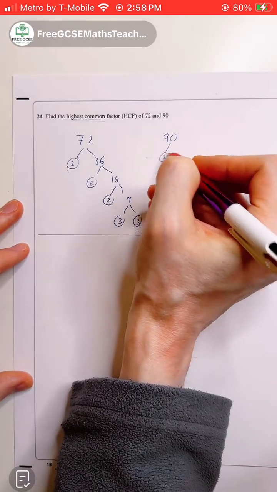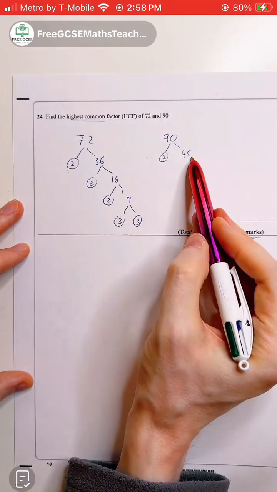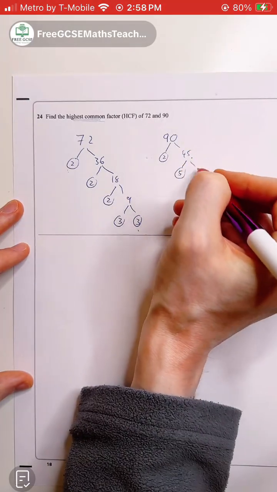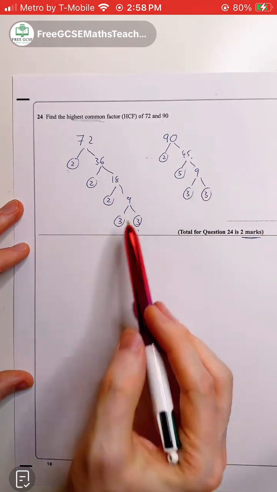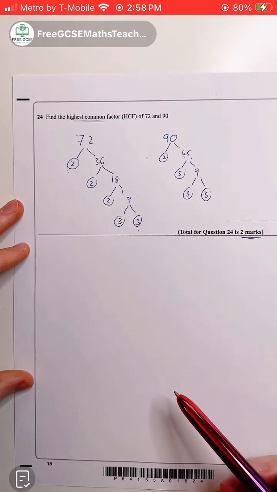I normally just keep going with 2s. So 2 and then 45. As it ends in 5, we know 5 is a prime number. So we can have 5 and 9, and then we can have 3 and 3. Your tree diagrams could look completely different to mine, but you'll always end up with the same numbers at the end of the branches.